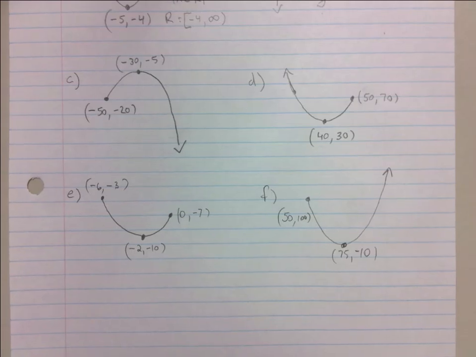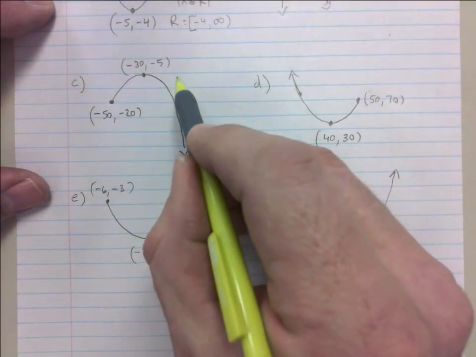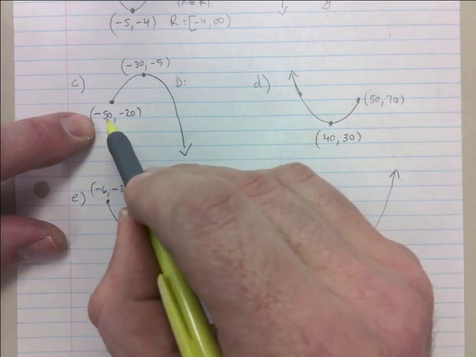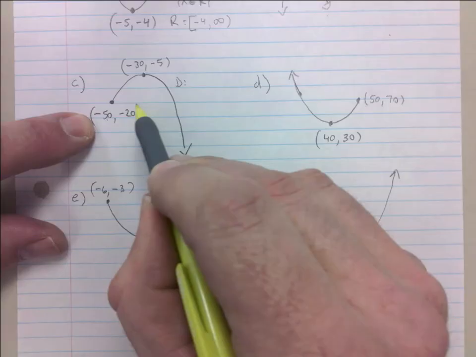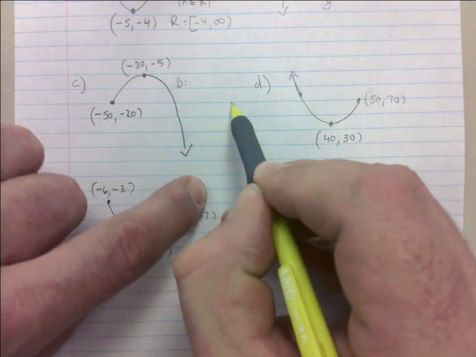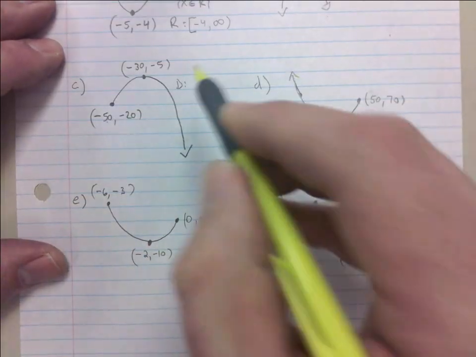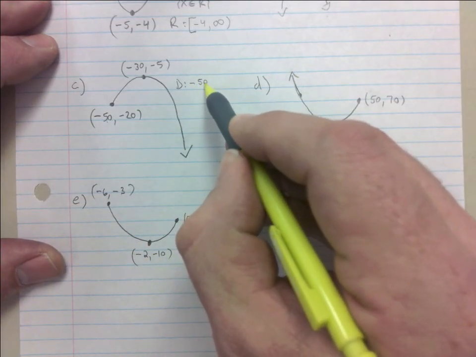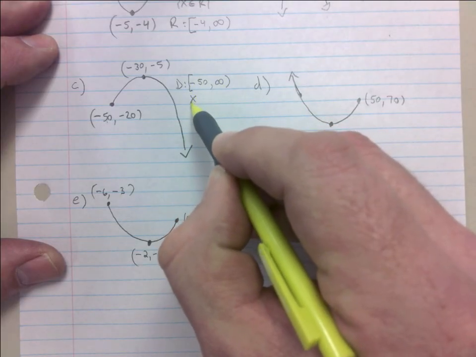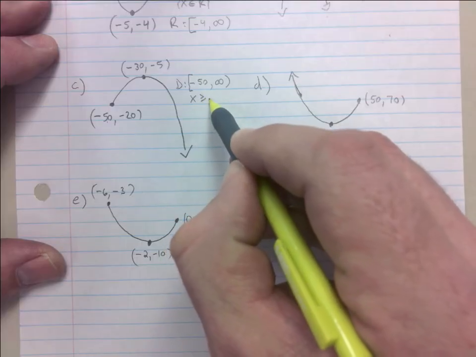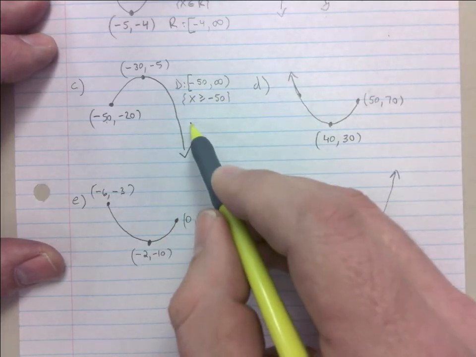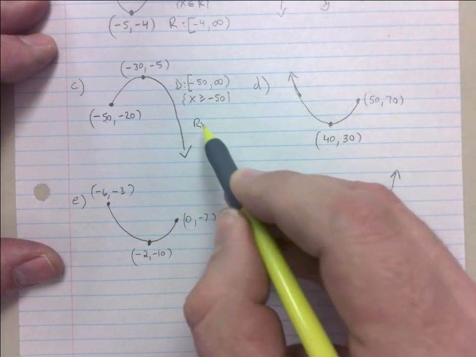C and D, I'm running out of space here, but I'm going to make this work. For the domain, I go from negative 50, and I'm trying to scan. This thing will never end, right? Because this curve is going to continue on into the positives. So this goes from negative 50 to positive infinity, or x has to be greater than or equal to negative 50. Okay? Can you see that? You see what I'm writing?